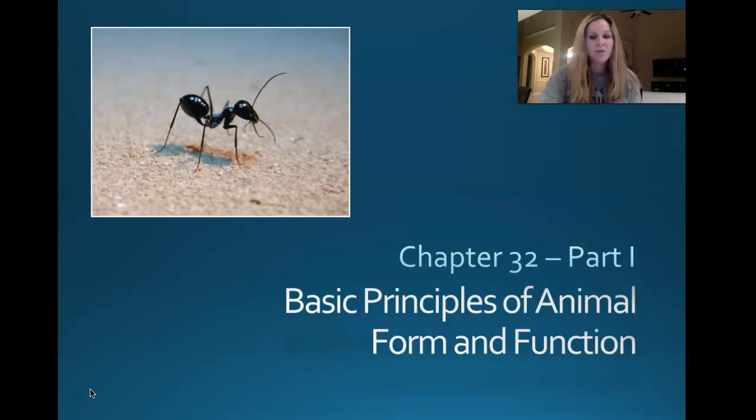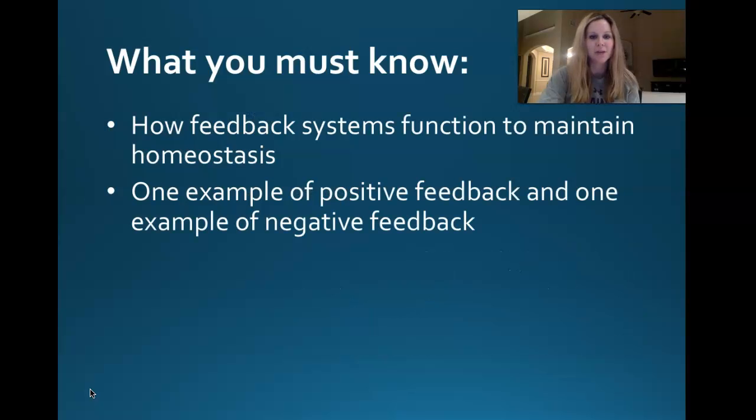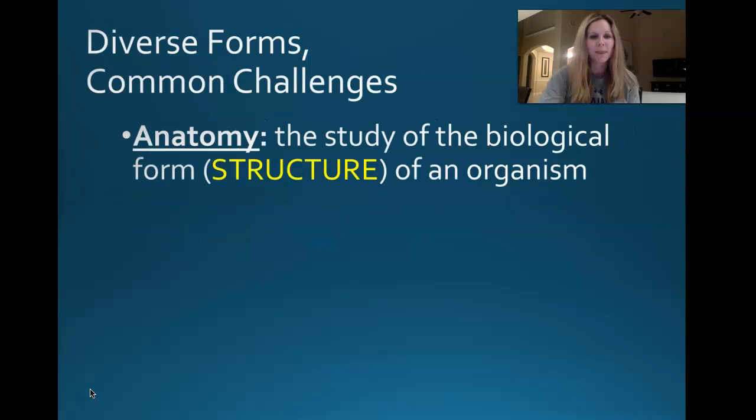So chapter 32, part one. Part one is just basic principles of animal form and function. Part two, we're going to talk about the endocrine system. So we're going to do a little overview of anatomy in this chapter. Really what I need you to know from today, the most important thing, is positive feedback and negative feedback. This is what would still be covered on the AP exam.